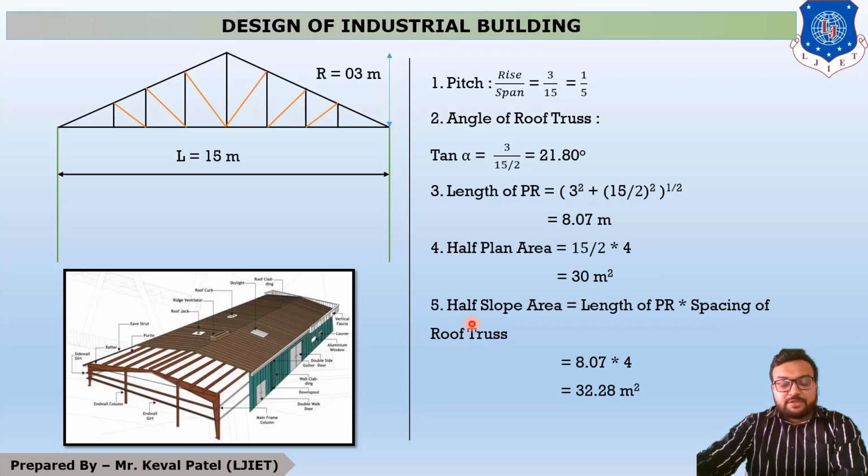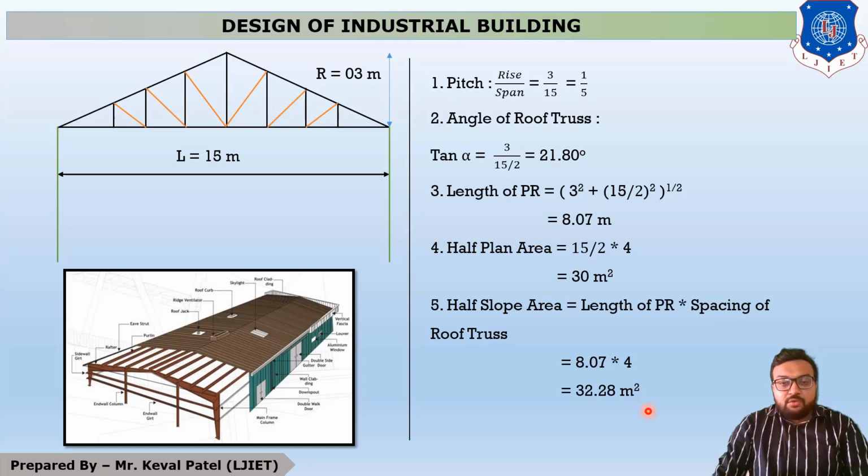Next is half slope area. As the name suggests, half means we have to consider only this portion. Slope means we have to show the slope portion, and what is the value of the slope? It is equal to the length of the principal rafter. So it is 8.07 into 4 because it is into the spacing of roof truss, and we will get our answer 32.28 meter square. Okay, so students, these are our basic dimensions.